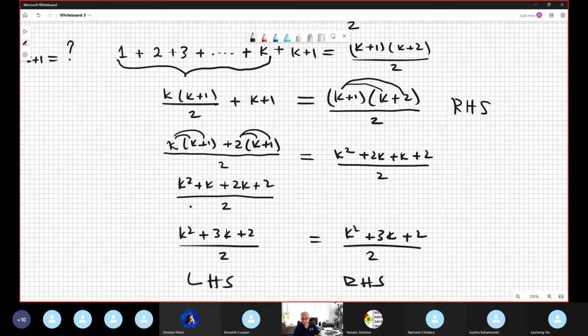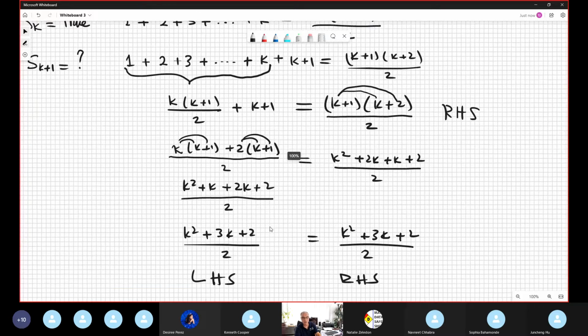This is the identity. That means that this is working for any k from 1 to infinity. Therefore, you prove mathematically using mathematical induction.